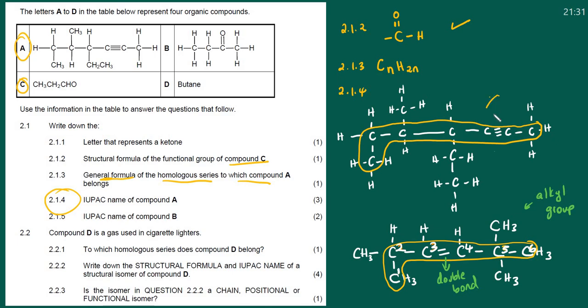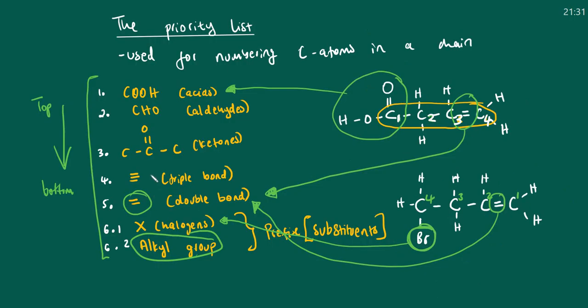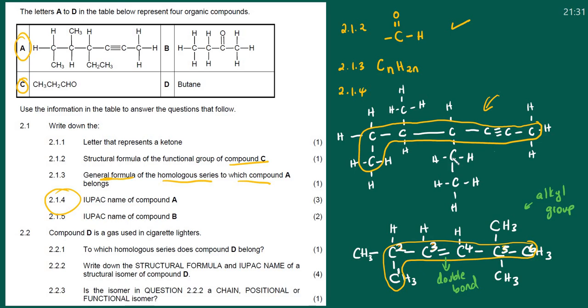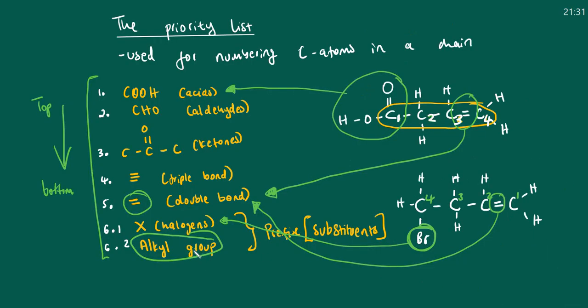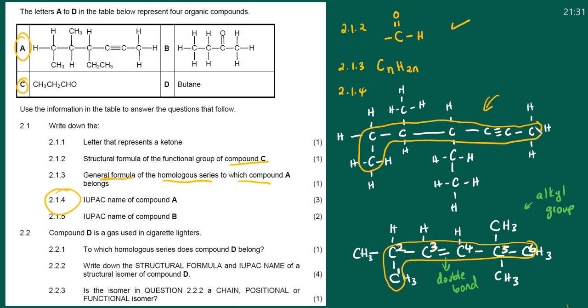Now, going back to what we had, we can see that here we have a triple bond, which when you check in the priority list, is here. And then you have some substituents, like this is a substituent, this is a substituent. They fall under the alkyl group, and the alkyl group is at the bottom. So when I number, I must number from the side where I'm going to meet the triple bond first. So you would number it in this fashion.